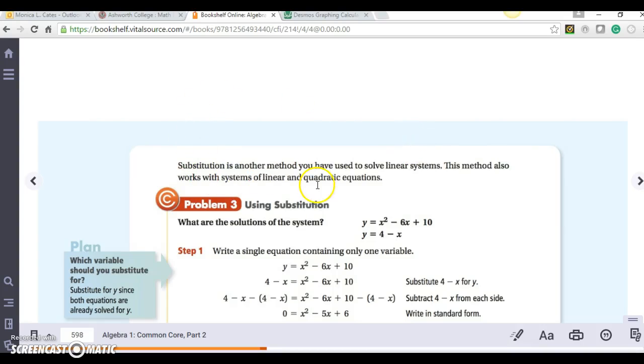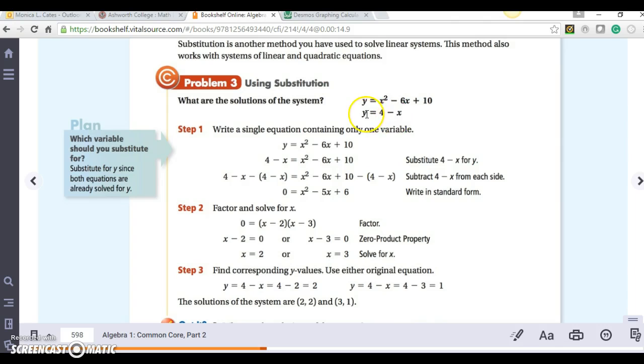Alright, substitution is another method you have to solve linear systems. This method also works with systems of linear and quadratic equations. So for example, if we have y equals x squared minus 6x plus 10 and y equals 4 minus x, both of these are set equal to y, so I can set them equal to each other.